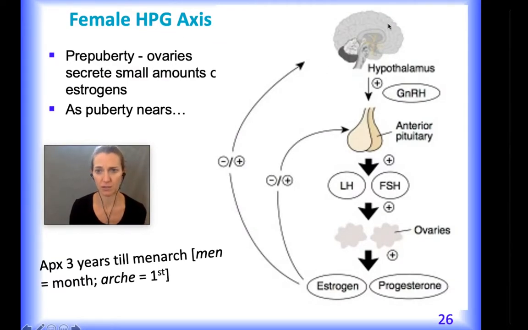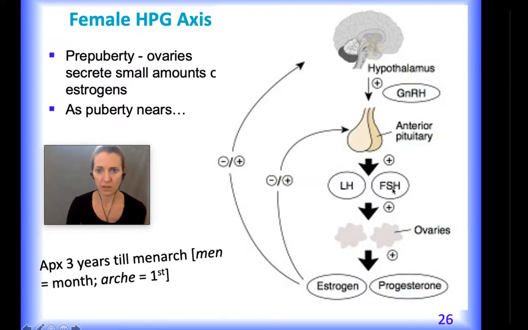Okay, so the female hypothalamic-pituitary-gonadal axis. So hypothalamus, we know, is directly upstream of the pituitary, not separated as this picture would suggest. So you've got gonadotropin releasing hormone that is going to be released from the hypothalamus. It'll travel through the infundibulum, and GnRH triggers the anterior pituitary to release LH and FSH.